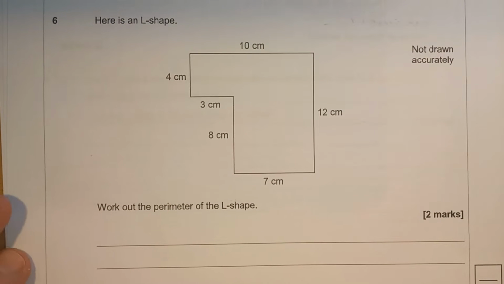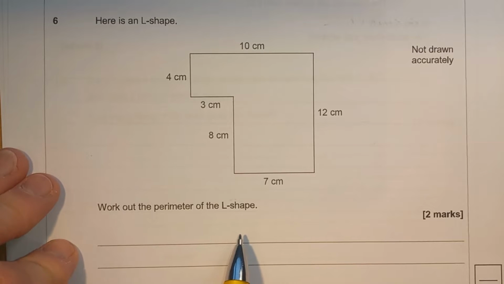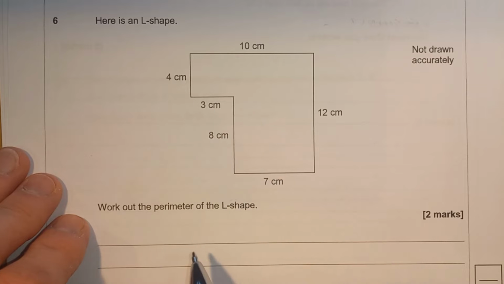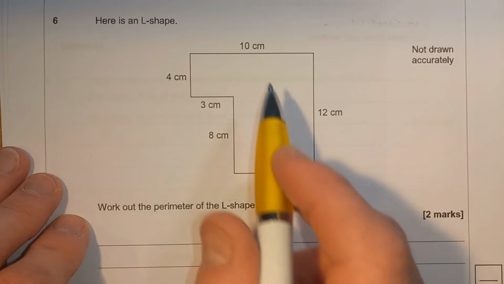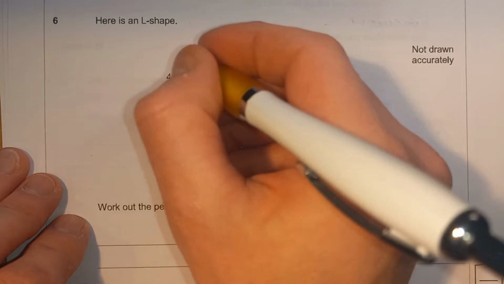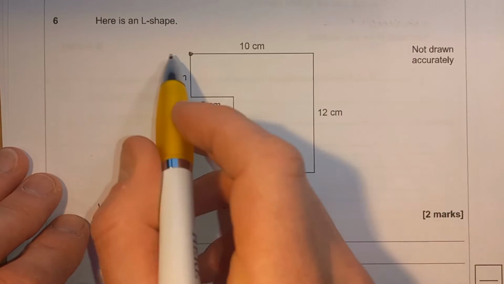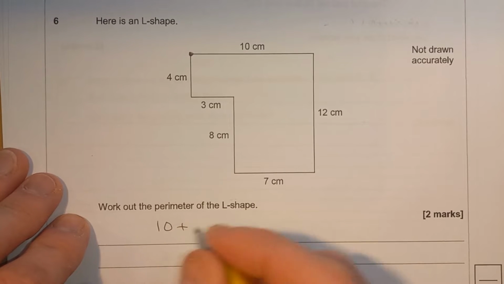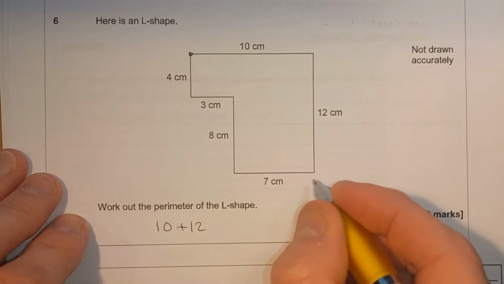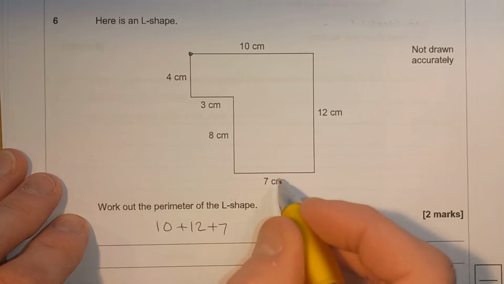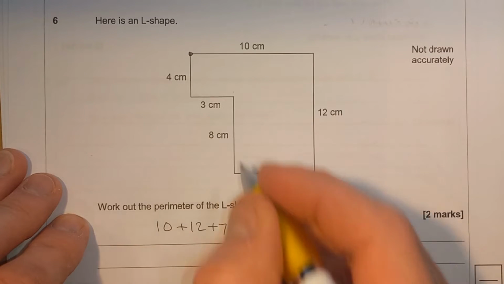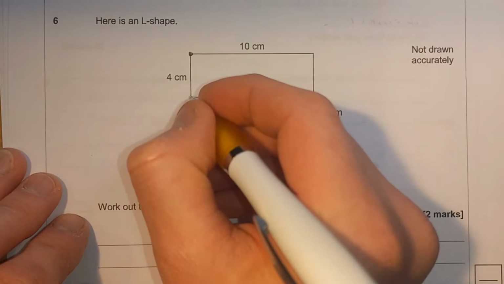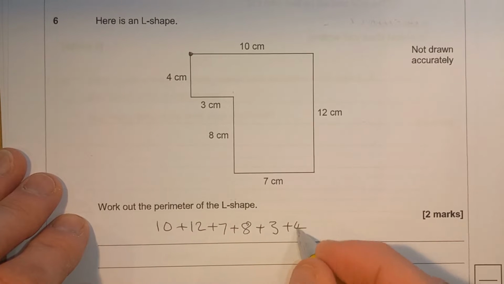Question 6. Here is an L shape. Work out the perimeter of the L shape. Well, the perimeter is the distance all the way around the shape. So we're just going to add up all of these lengths because we've got them all marked out. So I'm going to show that I'm starting here so I don't miss anything. So we've got 10, write it down here, plus 12, plus 7, and then plus 8 up here, and plus 3 along here, and then finally plus 4 to get back to where we started.